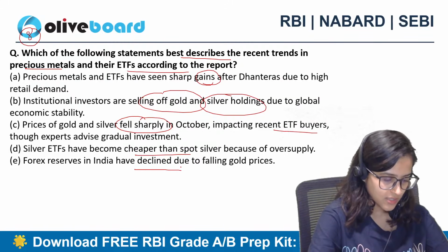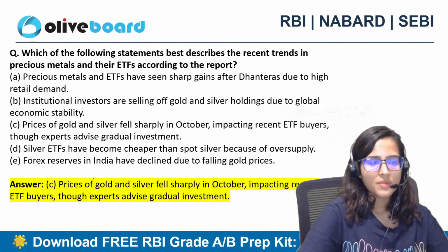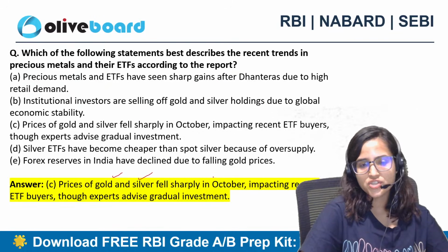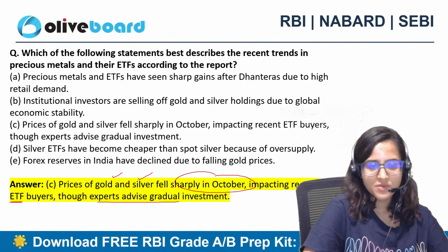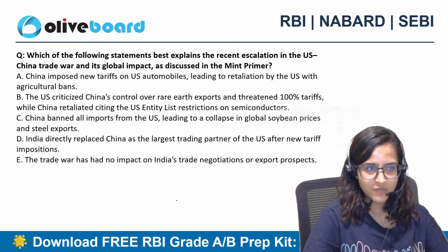Eighth, you guys are saying C, which is absolutely correct. Prices of gold and silver fell sharply in October, impacting recent ETF buyers, though experts advise gradual investment.